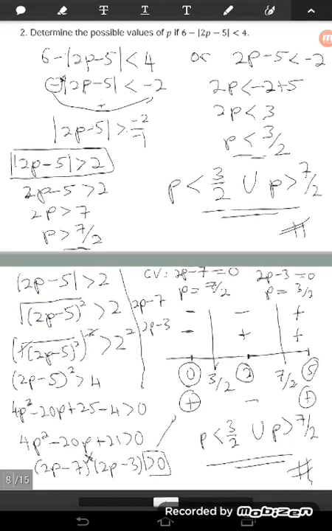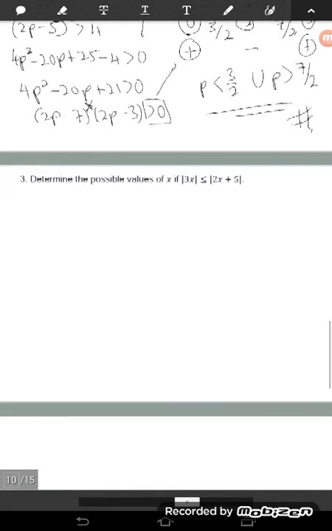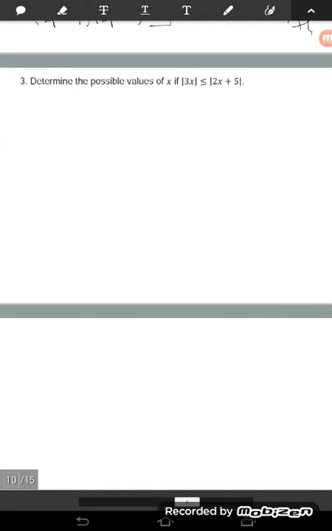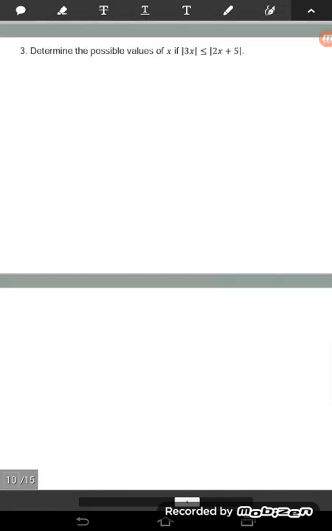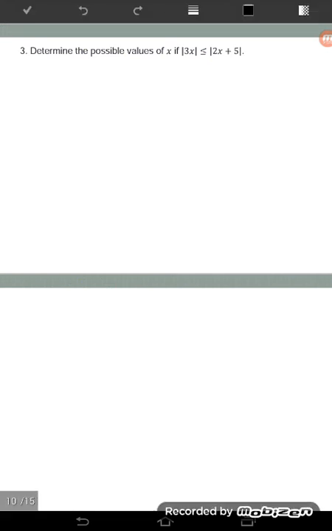Okay, so next, contoh seterusnya. The possible values of x if modulus 3x less than or equal to 2x plus 5. Yang ni dua-dua belah ada modulus. Bila dua-dua belah ada modulus, method yang kedua sahaja yang boleh digunakan pakai. So method yang pertama tak boleh. So apply second method.